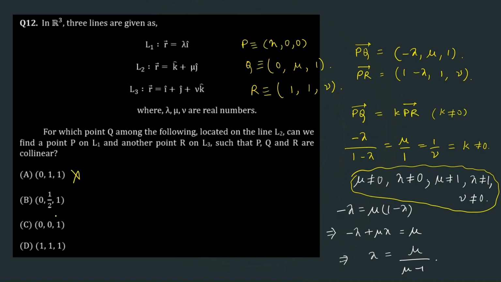Now let us check the second option. Here mu is half. So basically mu cannot be 0 or 1, but mu can be half. So this option is possible. For option C, mu cannot be equal to 0. So this option is also not possible. And option D does not even lie on the line L2. So this option is also not possible. That means option B will be the correct option for this question. A pure conceptual question based on the collinearity of 3 points on 3 different lines. Let's proceed with the next question.